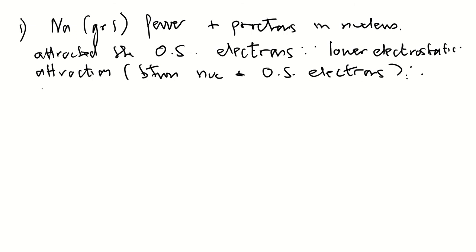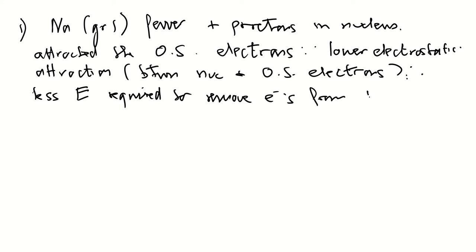And therefore, finally, I know we're getting a bit much here, but we don't want to leave any ambiguity at all in an examiner's mind. Therefore, there is less, I'll just write capital E for energy, required to remove electrons from, in this case, sodium than the magnesium. Okay, so there we go, that's number one.